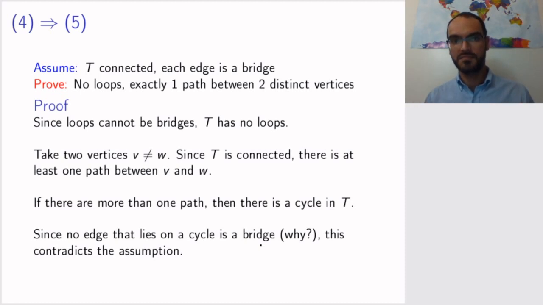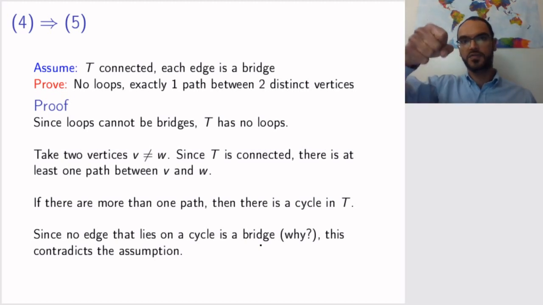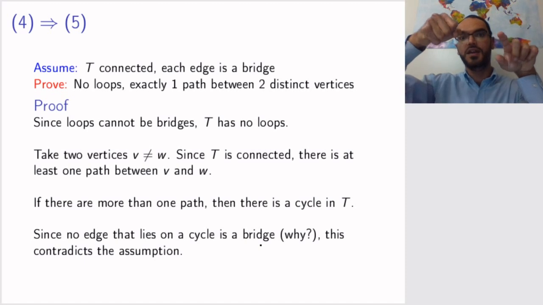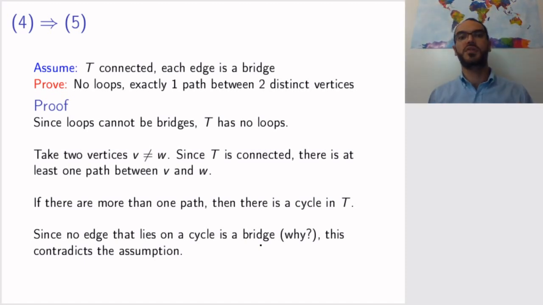Think about why this is. Pause the video if you want. So why can't a bridge lie in a cycle? Because any edge in a cycle, if you remove it, will not make the graph disconnected. Because between the vertices where your path went through this edge, since you are in a cycle, you might just as well go the other way around the cycle. So no bridge can lie in a cycle. Removing any edge of a cycle does not disconnect the graph. Therefore, if we have one more path, we contradict the statement that each edge is a bridge, and this proves that statement 4 implies statement 5.